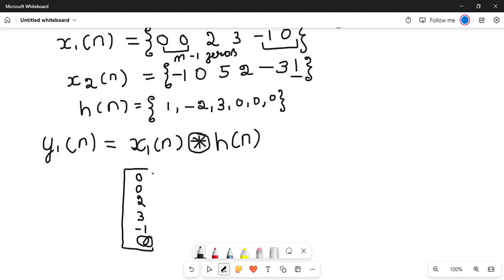Fine. So it is 0. If you shift it over here, you will get 0, 0, 0, 2, 3, minus 1, 0. Minus 1. So shift minus 1 now.